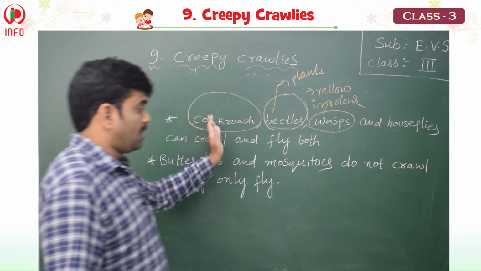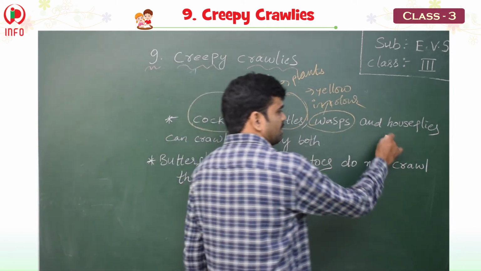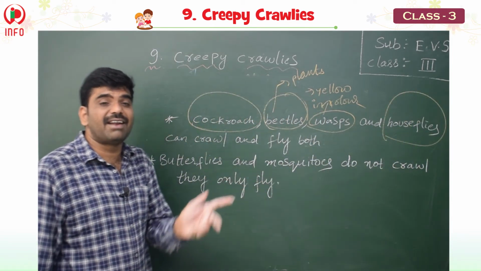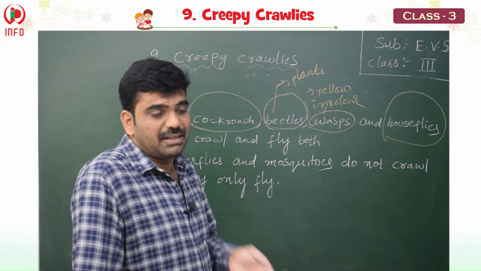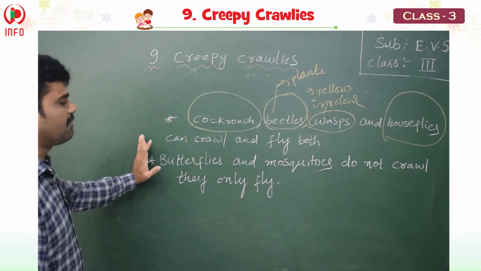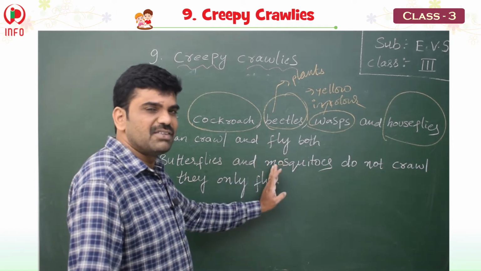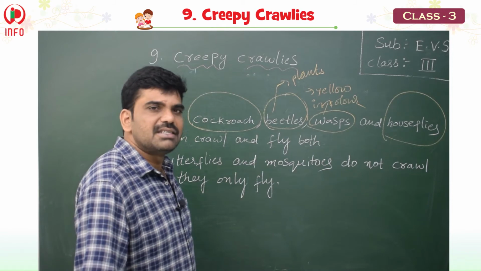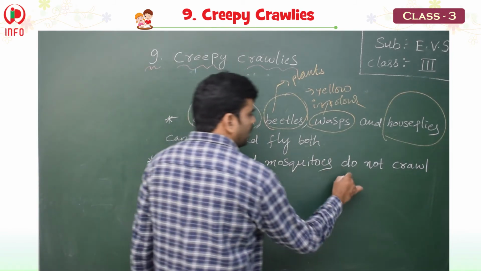These four: cockroach, beetles, wasps, and houseflies. Wasps and houseflies, they can crawl and they can fly. Yes, children, you observe the cockroach, it will do both. It can crawl, it can fly. Next one, butterflies. Do you know butterflies, children? Butterflies and mosquitoes. Have you seen the walking of butterflies and mosquitoes? No, they won't walk. Simply they will fly. They only fly, but they do not crawl.